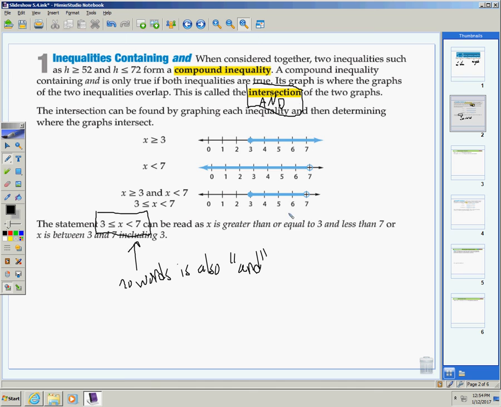So if you look at this graph, we've got x is greater than or equal to 3. We can all graph that pretty easily, a closed circle going to the right. x is less than 7. We could all graph that one too. It would be an open circle going to the left. Now, if we have the word and, we're looking for an intersection, or where both of these things are true.